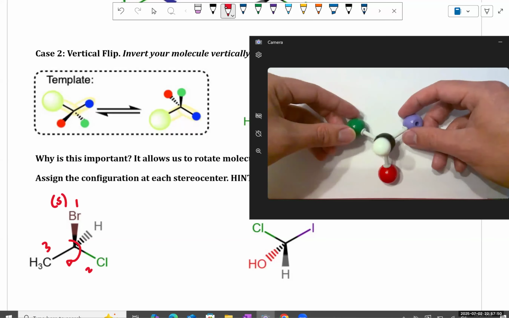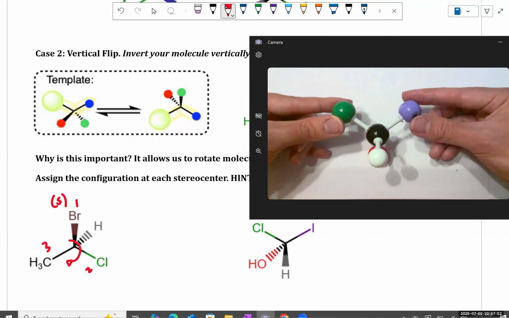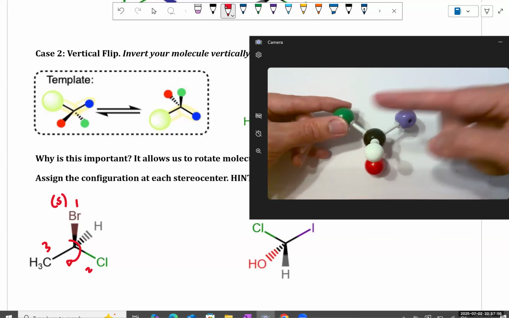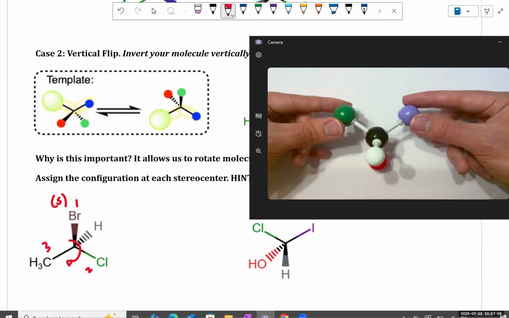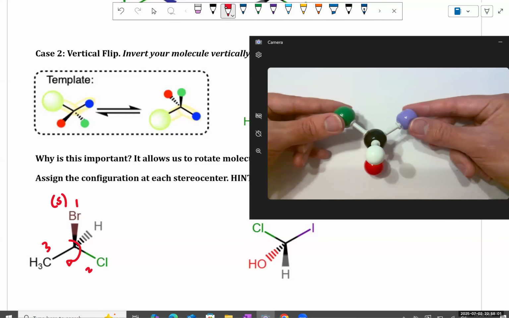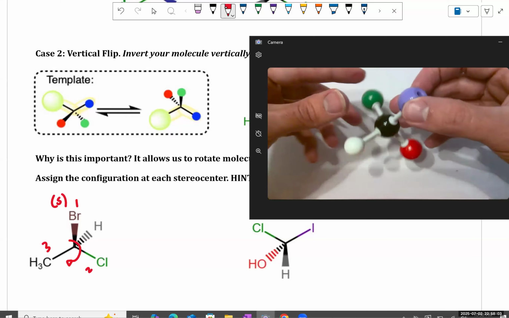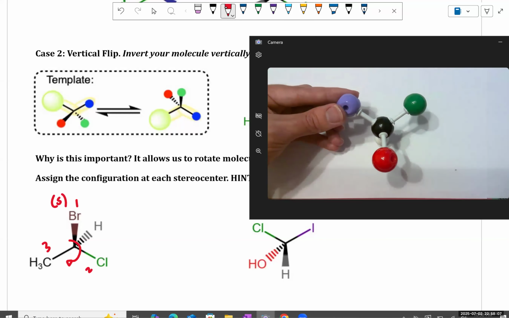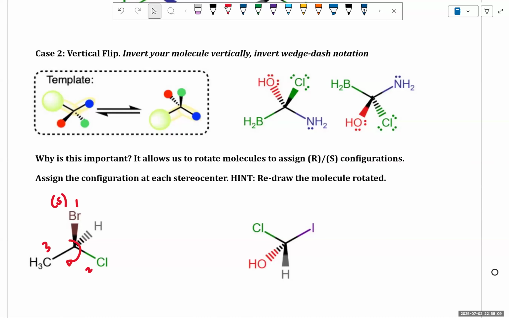Okay, so here we go. So now we have the iodine on the right, chlorine on the left, hydrogen in front, alcohol in the back. So we have this all set up. Now we're going to rotate it so that the hydrogen is in the back. That gives us the following view. So now let's draw what we see.